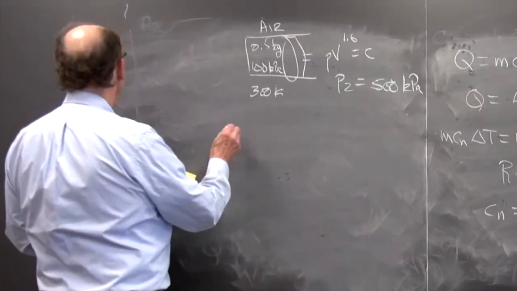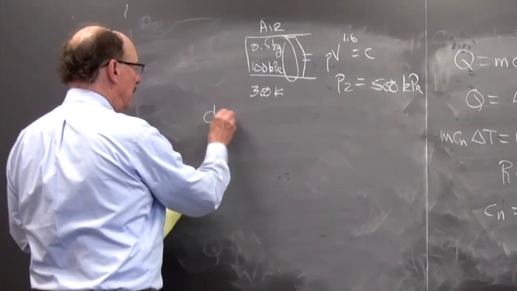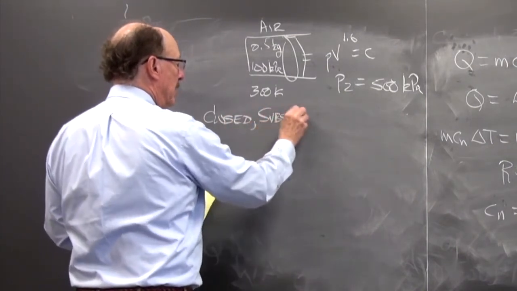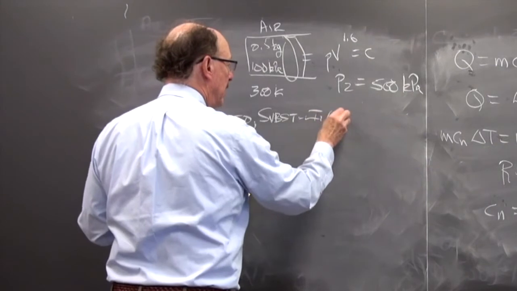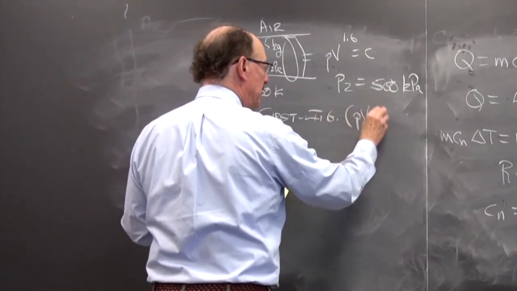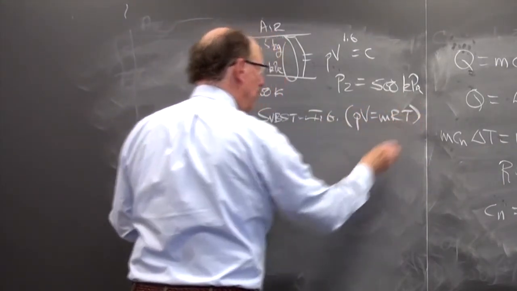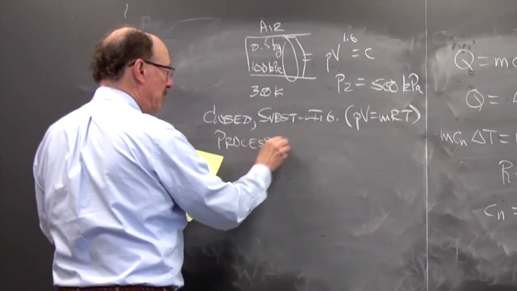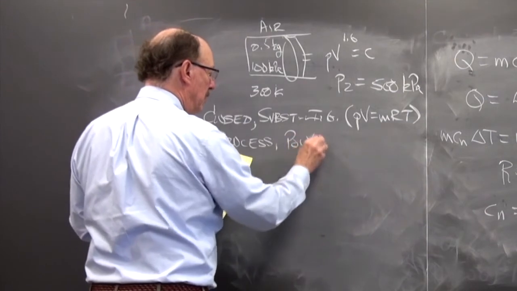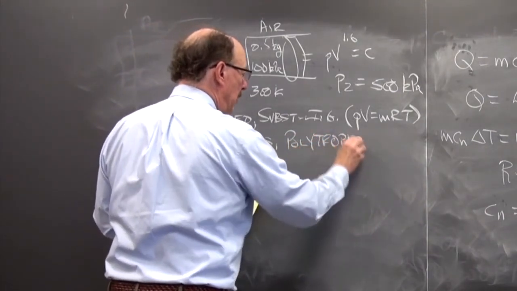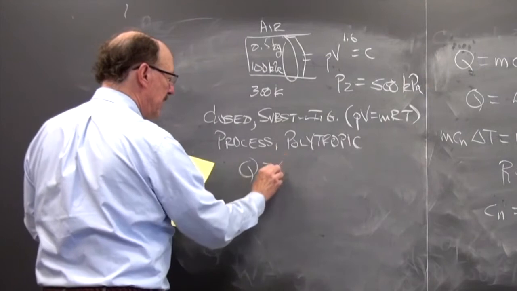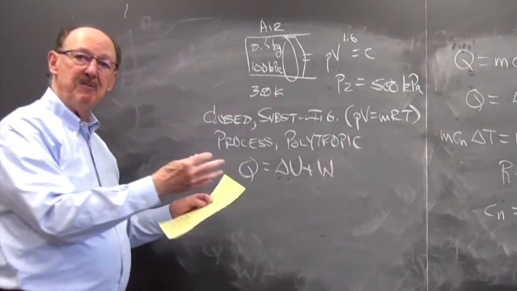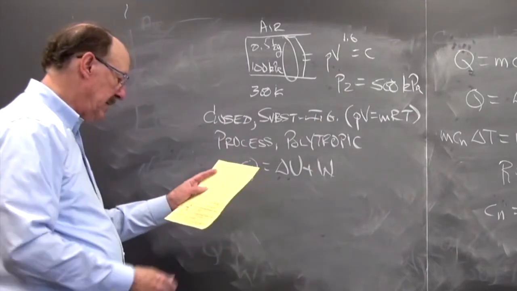So we have a closed system where the substance is an ideal gas, so I know I have PV equals mRT. The process is polytropic, and we know that Q is equal to delta U plus W. We have the information to find all these terms directly if we want to.